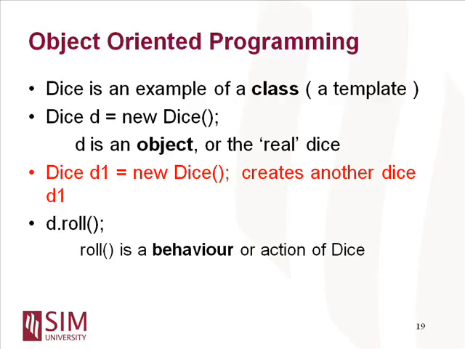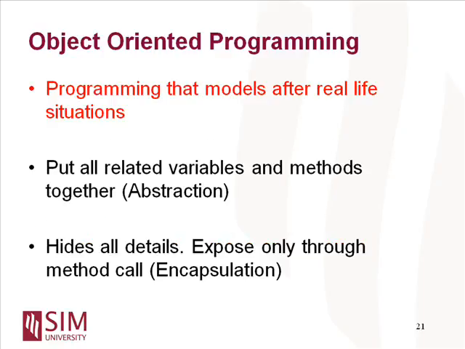So another call of the new method will create another dice object d1, and the d.roll method is a behavior that simulates the rolling of a dice. In sum, object-oriented programming is a programming approach having the following characteristics. First, it models after real-life situations. Second, it puts all related variables and methods together. This is called abstraction. And thirdly, it hides all details and exposes only through method call. This is called encapsulation.